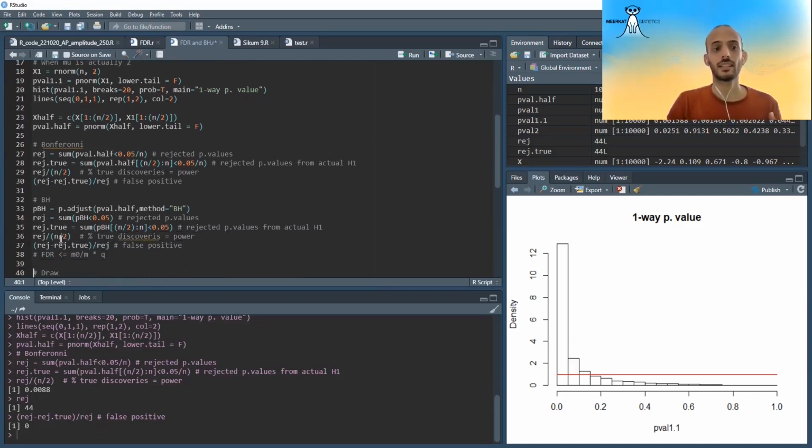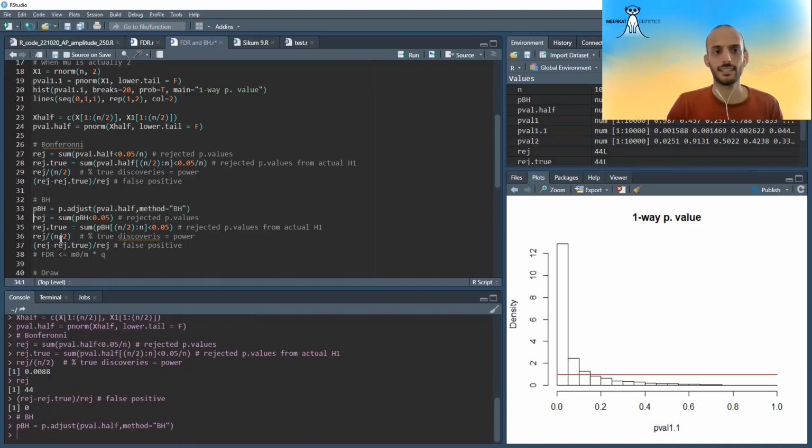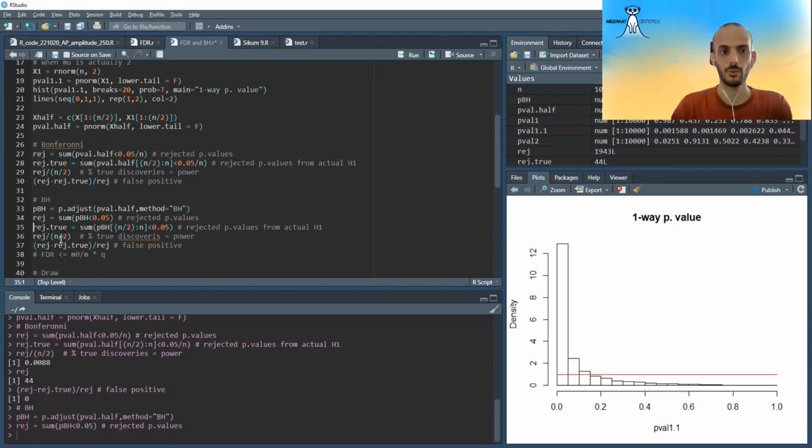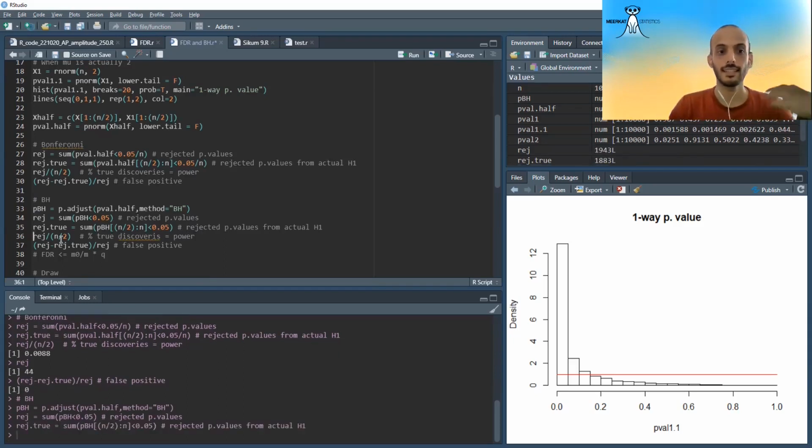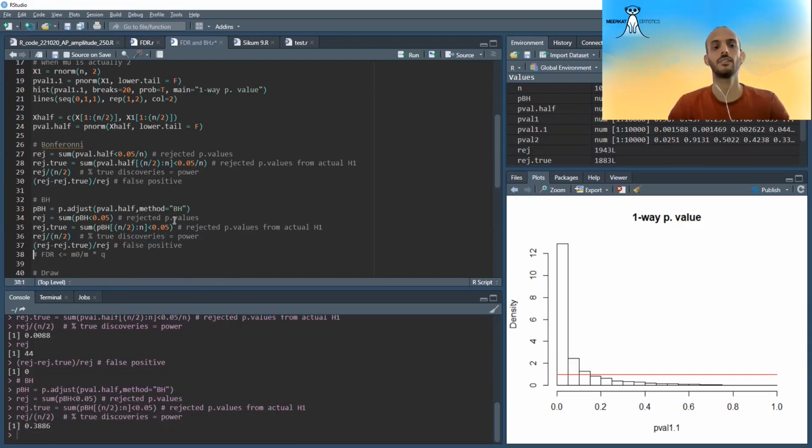Okay, now let's look at the Benjamini-Hochberg. So in R, the way you do it is you call p.adjust on your p-values and you set the method to be BH. And we do exactly the same as before. For each adjusted p-value by the Benjamini-Hochberg method that is below 0.05, we reject, and we sum all of this, and we get the number of rejections. This is the number of rejections only from the true rejections. And let's see what the percentage of true discoveries is here. Okay, and here it's almost 40%.